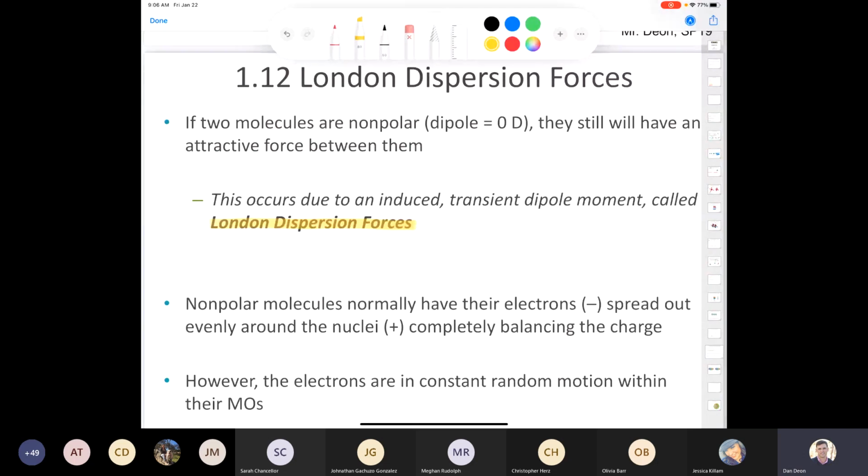It says nonpolar molecules normally have all of the electrons spread out evenly around the molecule. Everything's perfectly even. But what do we know? Let me tell you something right now to remember for the rest of your life. Don't get a tattoo of this, but remember this: electrons, if they can move, my friend, they will. Electrons are very high energy. They're like hyperactive children. If you let them move, they are going to move.